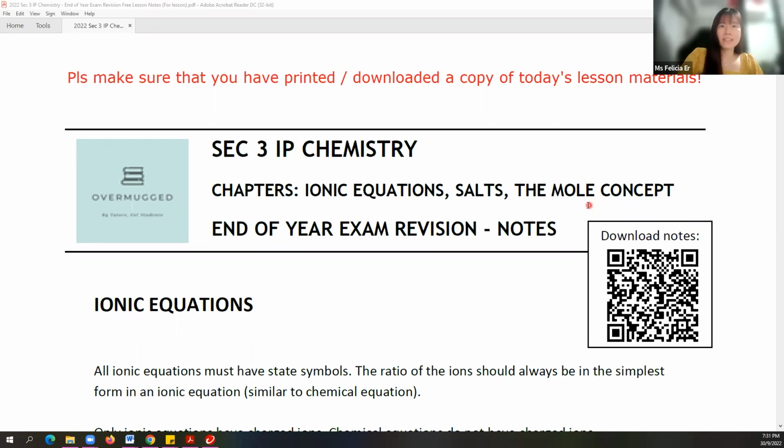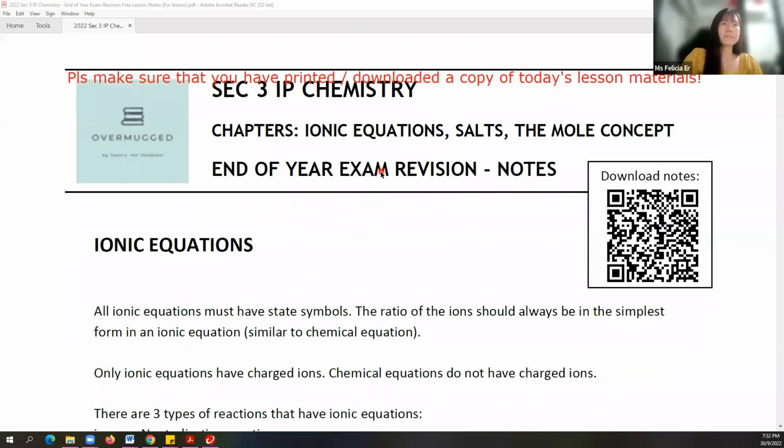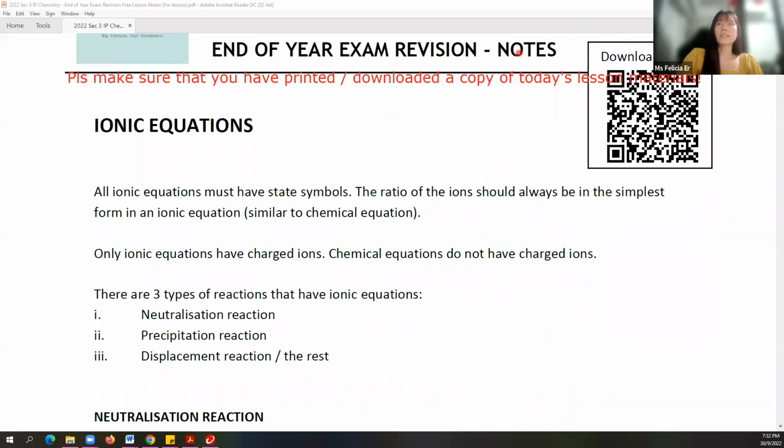For my lesson, I will require you to at least print out or download a copy, because you will be required to highlight and write in it. I need you all to follow me closely. Whenever I highlight or write anything, you should also highlight and write in it. Okay, so let's begin with ionic equation.